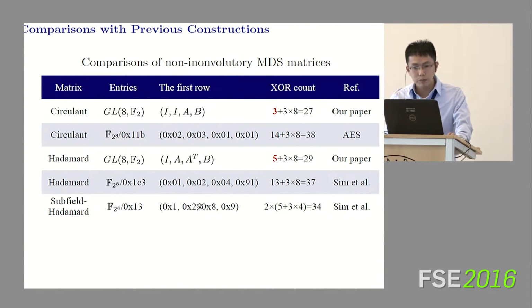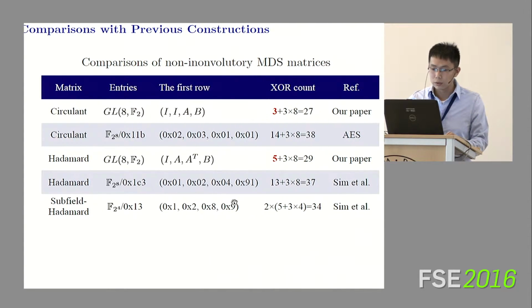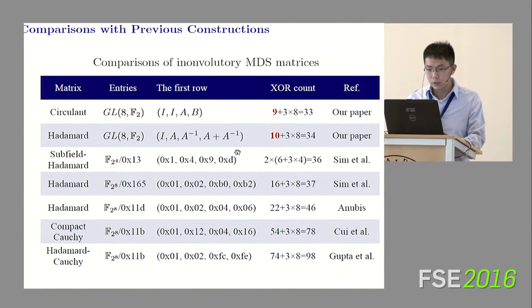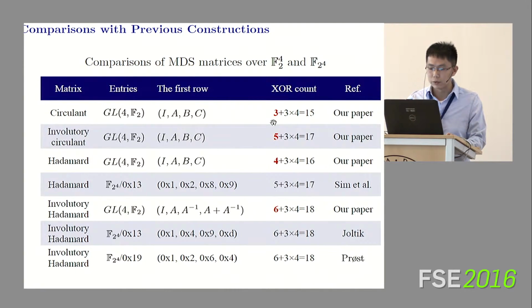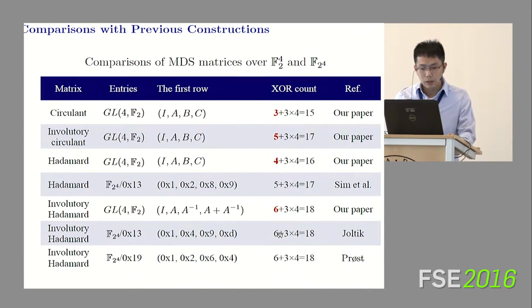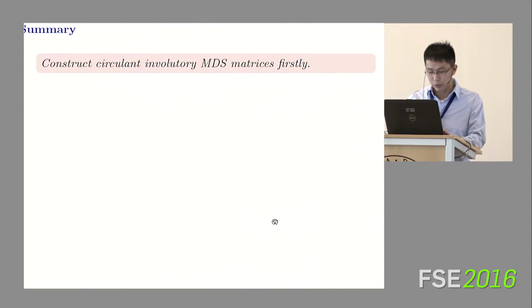We also list some comparisons of our results. When m equals 8, the previous constructions do not achieve the lower bound we get in the present paper, both in the non-involutory case and in the involutory case. And in the involutory case, the circulant involutory MDS matrix has the fewest XORs. When m equals 4, only the Hadamard involutory MDS matrix achieves the lower bound we found in the present paper.